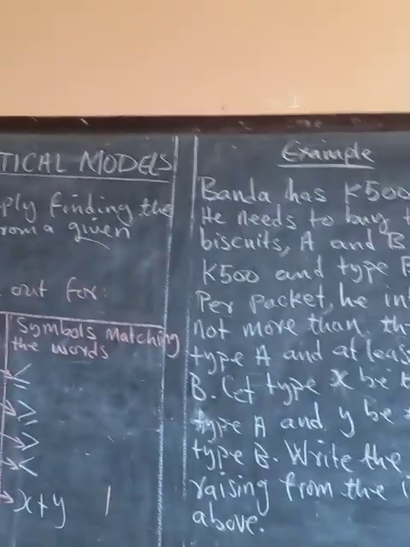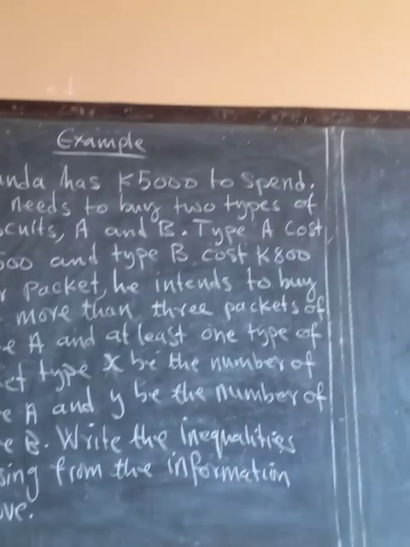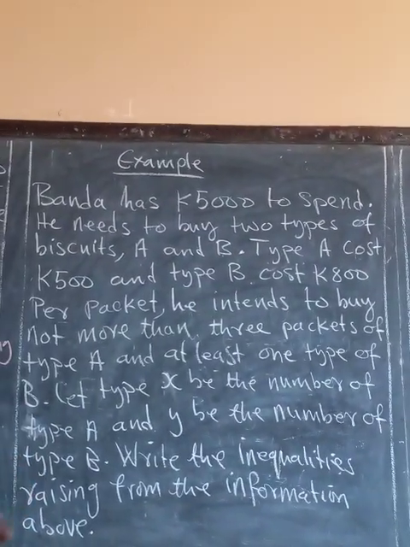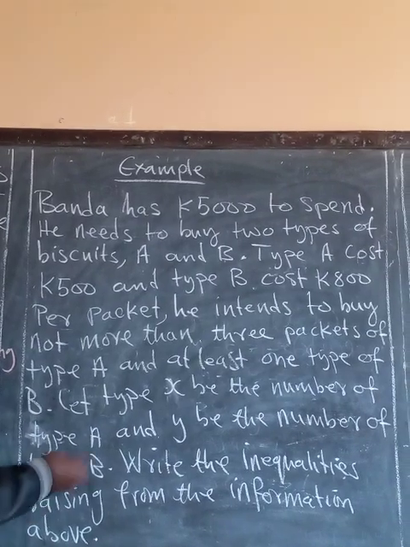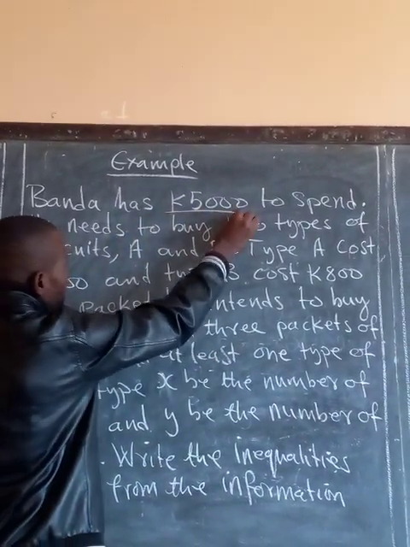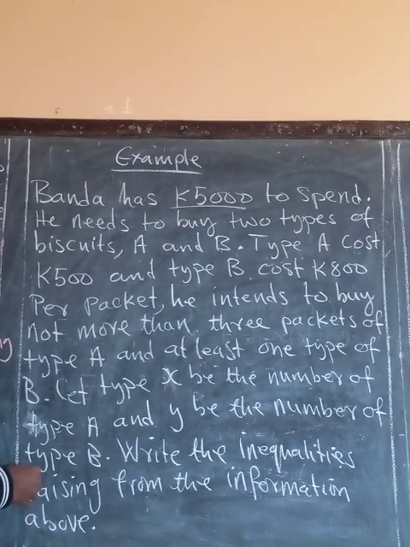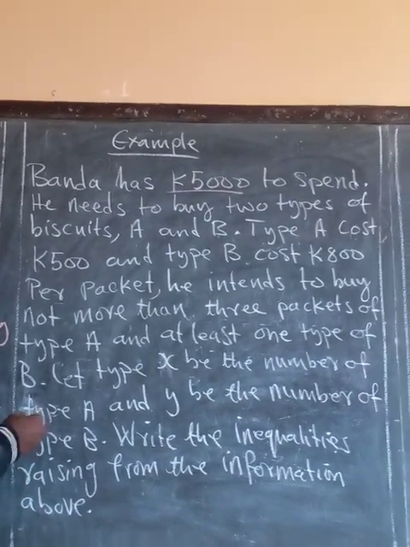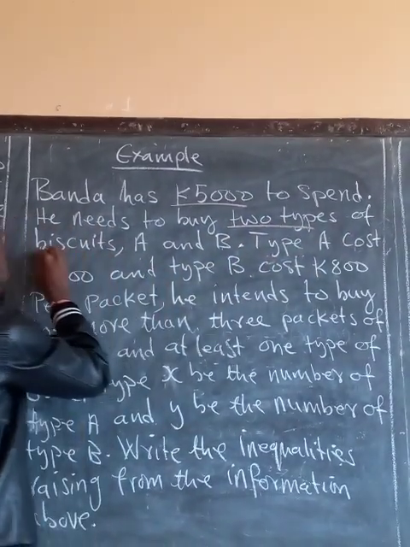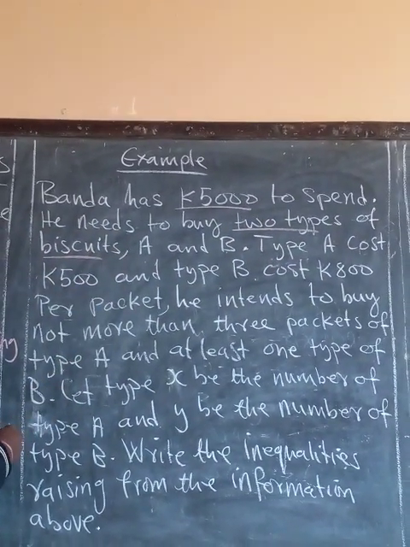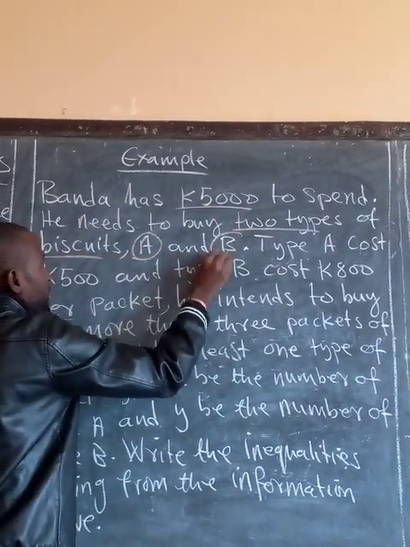So now, having explained this, let's see if we can put these weights into practice by finding the inequalities in a given statement. So here is the example. The example is saying that Banda has 5,000 kwacha to spend. Full stop. He needs to buy 2 types of biscuits, which is A and B.